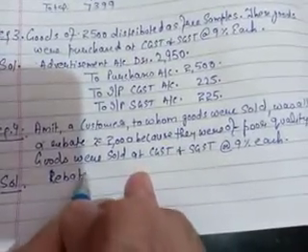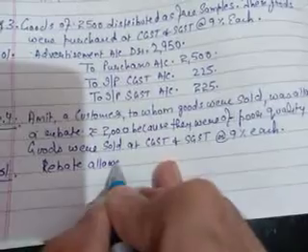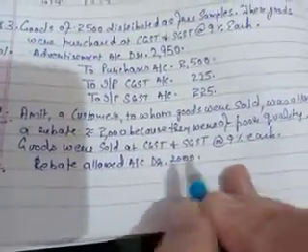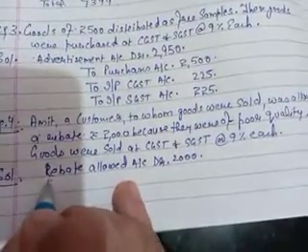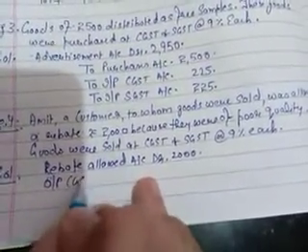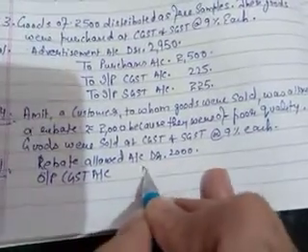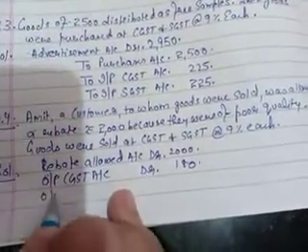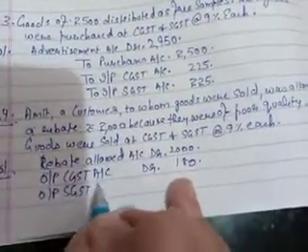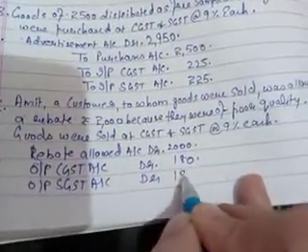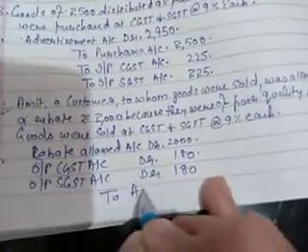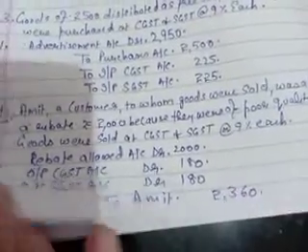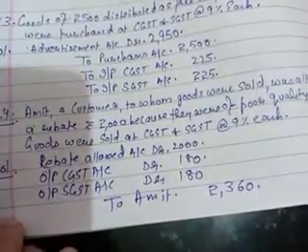Rebate allowed account debit 2,000, then output CGST account debit 9%, that means 180. Output SGST account debit 180 to Amit 2,360 rupees. I hope it's clear.